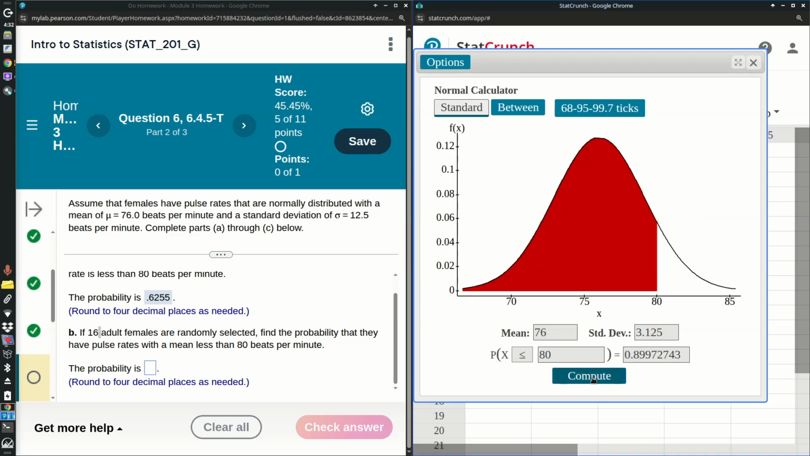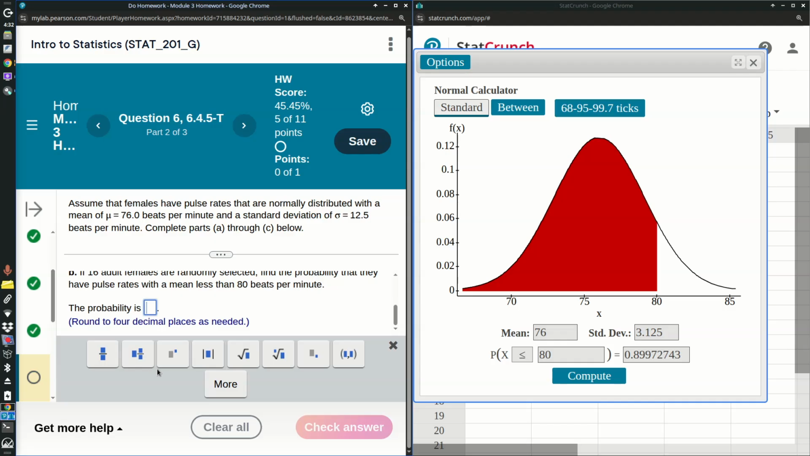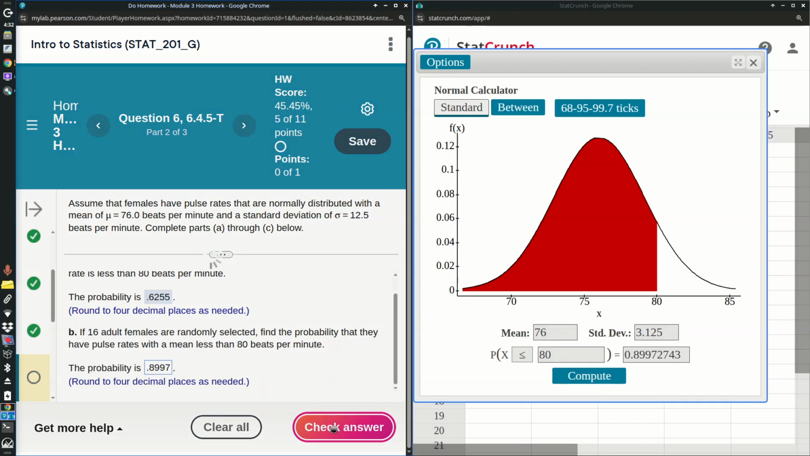So I can click compute, 4 decimal places here, 0.8997, and the 2 doesn't round it up. So I just can do 0.8997, and I get my answer.